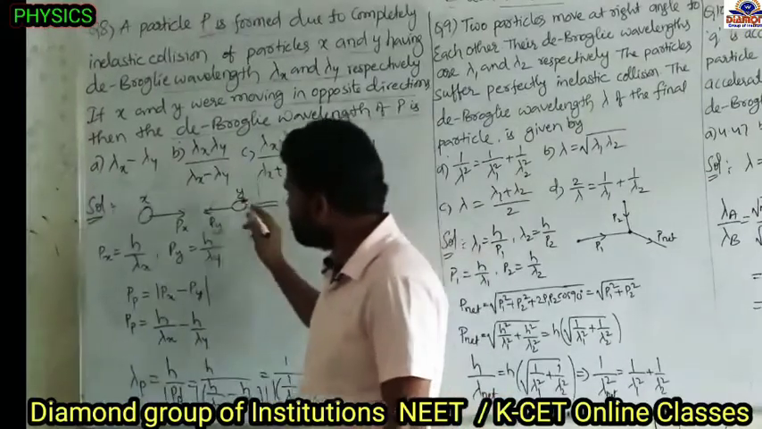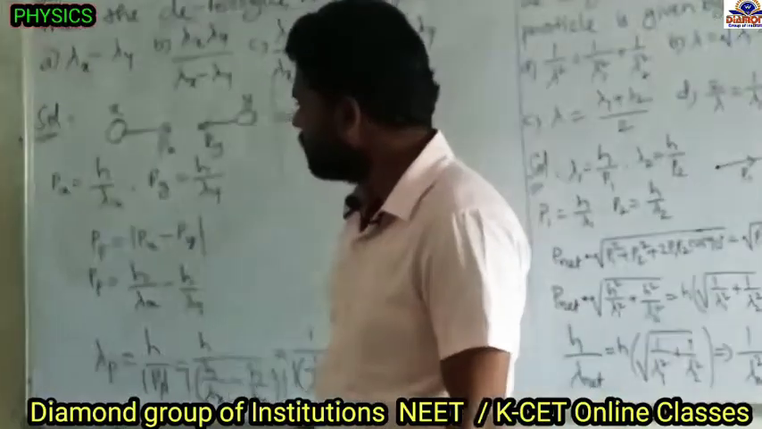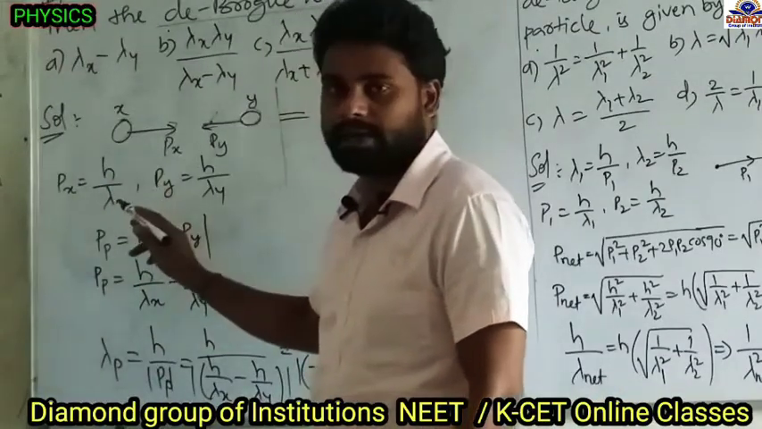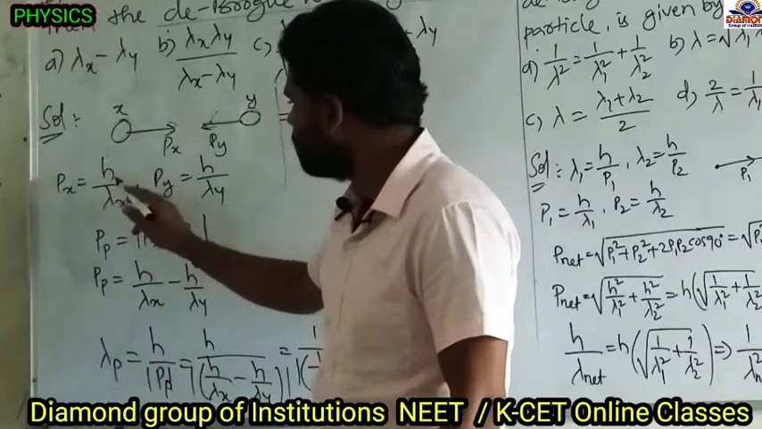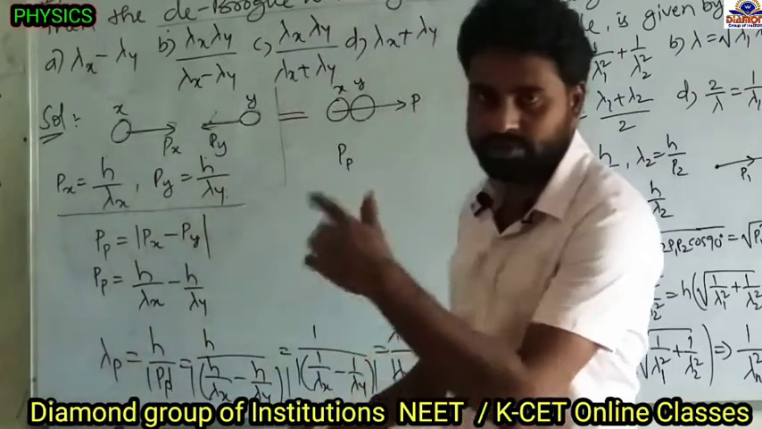Now, we know already the de Broglie wavelength lambda equals h by p, so p equals h by lambda. So the momentum of x is px equals h by lambda x, and the momentum of y is py equals h by lambda y. That is before collision.